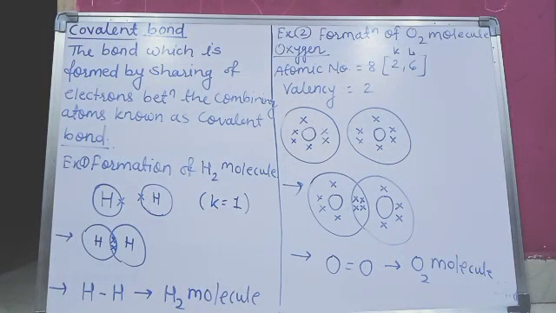Now let us see what is a covalent bond. The bond which is formed by sharing of electrons between the combining atoms is known as a covalent bond. As in the previous slide we have seen, carbon can neither lose electrons nor gain electrons, meaning it cannot form an anion as well as a cation, but it can share its electrons with the atoms of other elements, and hence the bond which is formed by sharing of electrons between the combining atoms is known as a covalent bond.